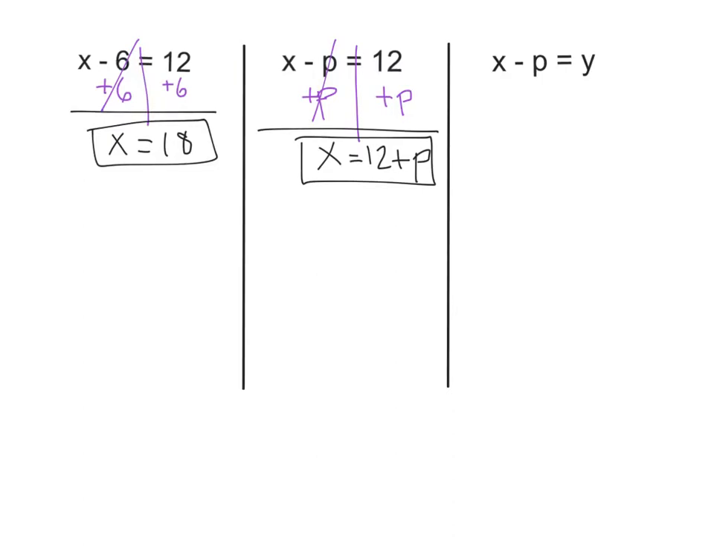And then the third example in this progression, again, same deal as the first two examples. We still have x, something being subtracted, and then set equal to, instead of a number 12, we've got y.